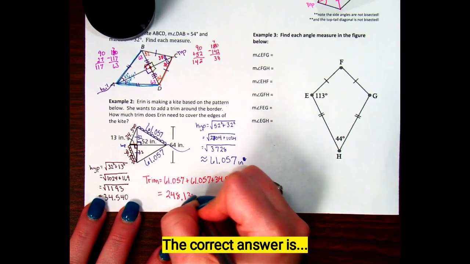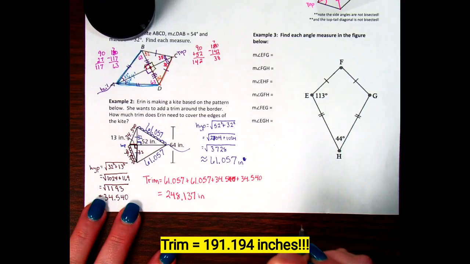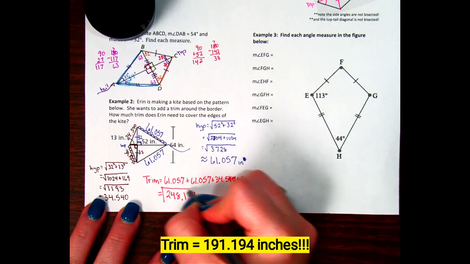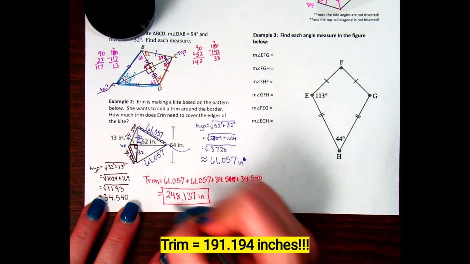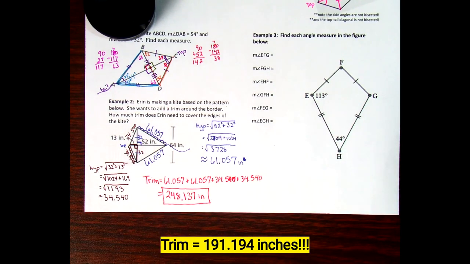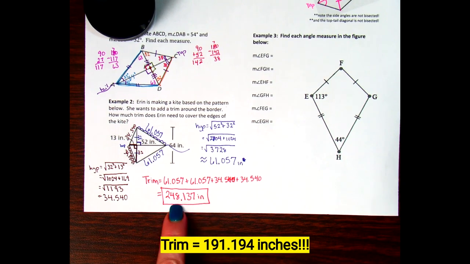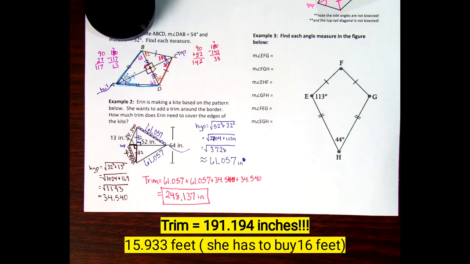If I hit all the buttons right, we should get 248.137 inches. Okay. Now let's say she goes to Hobby Lobby or wherever she goes, and they're like, oh, you have to buy it by the yard or by the foot. So let's say she's buying it by the foot. What would I still need to do to this? I'd have to then divide this by 12, right? So if I divide that by 12, I need 20.6781 feet. Now, when I go to Hobby Lobby, they're not going to let me buy 0.6781 of a foot, right? So I'll probably have to buy that whole other foot or figure out how many other inches that's going to need to be.